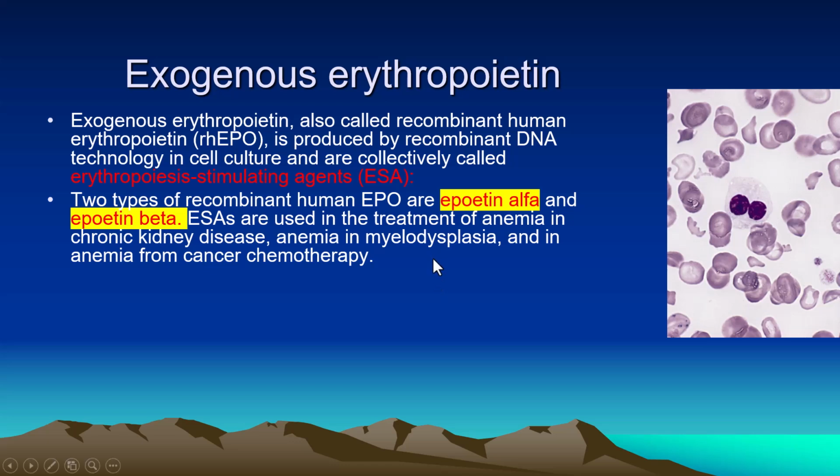So in this case, we can also use erythropoietin. It is also used after chemotherapy of the cancer patient. Actually, chemotherapeutic agents cause depression of the bone marrow.